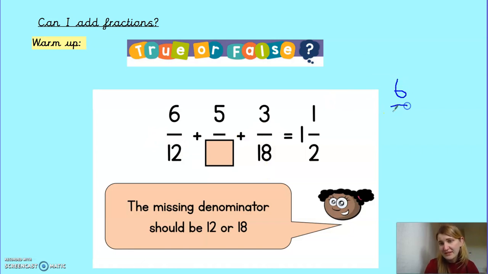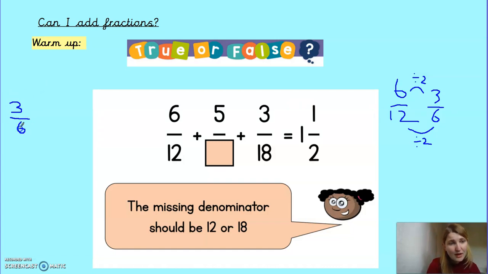Let's see. 6/12, to turn that into 6ths, I'm going to divide 12 by 2. And I need to check, can I do the same at the top? Yes, I can do 6 divided by 2, and I'm going to get 3. So 6/12 is the same as 3/6, which is also equivalent to half. So I'm just going to write that over here. So 3/6.